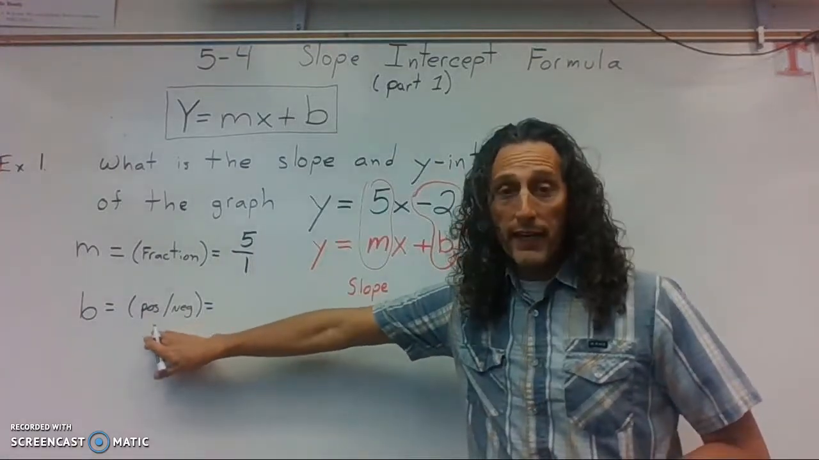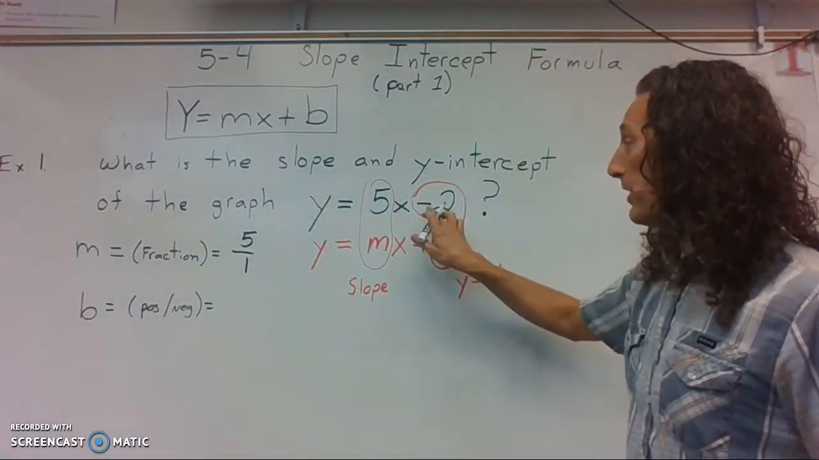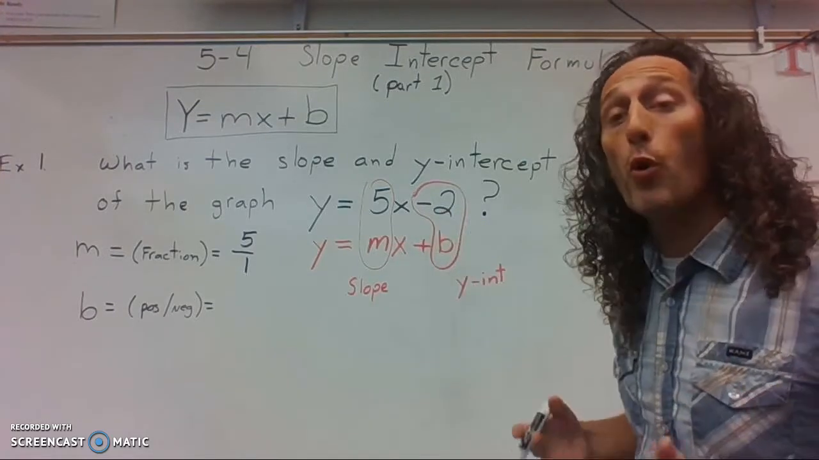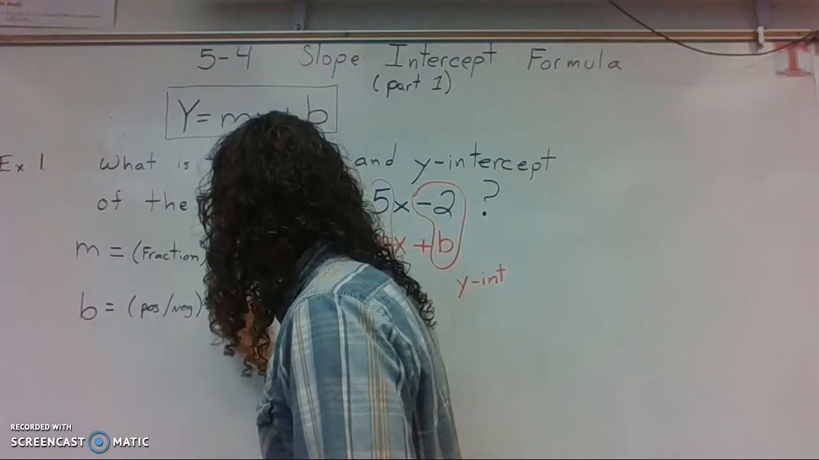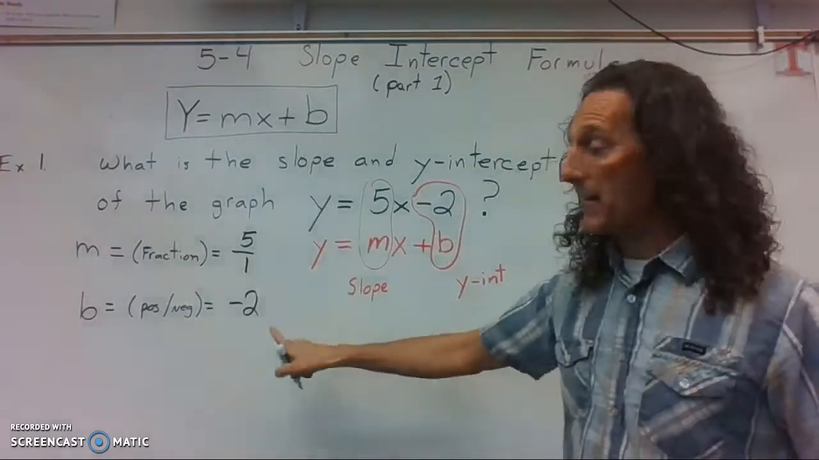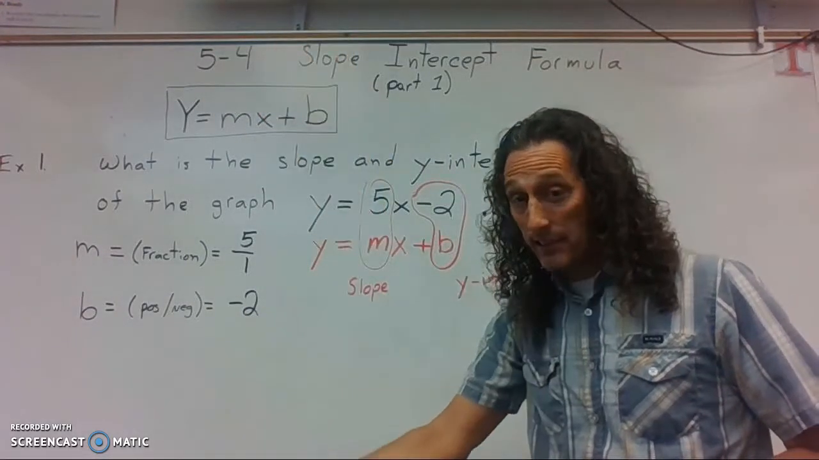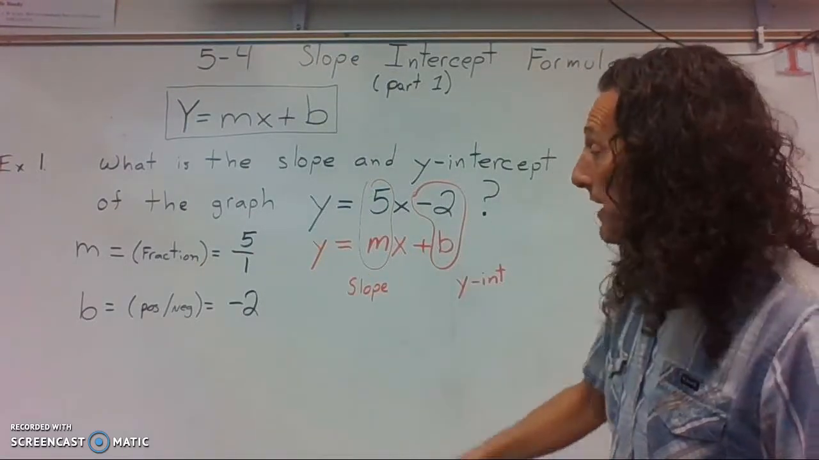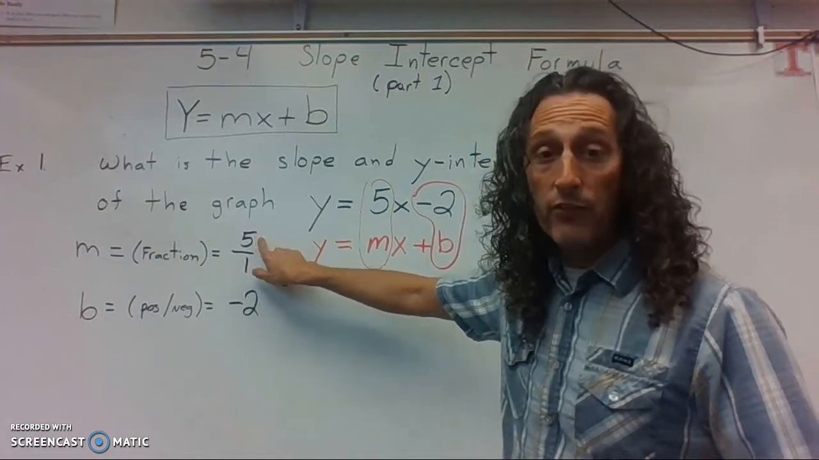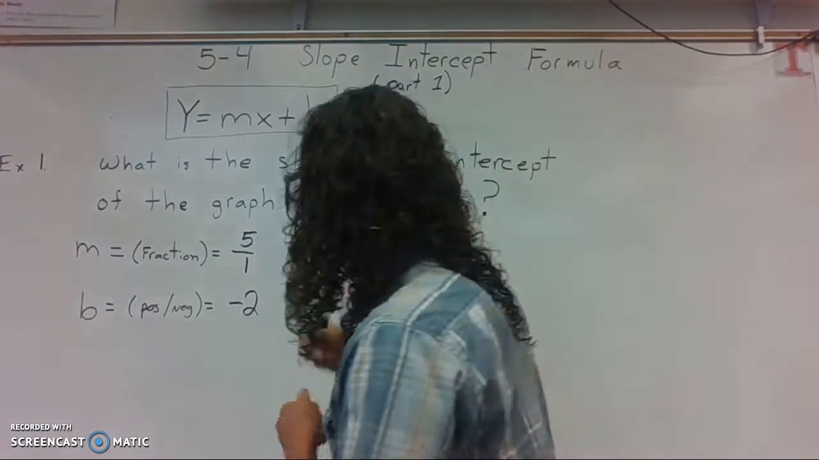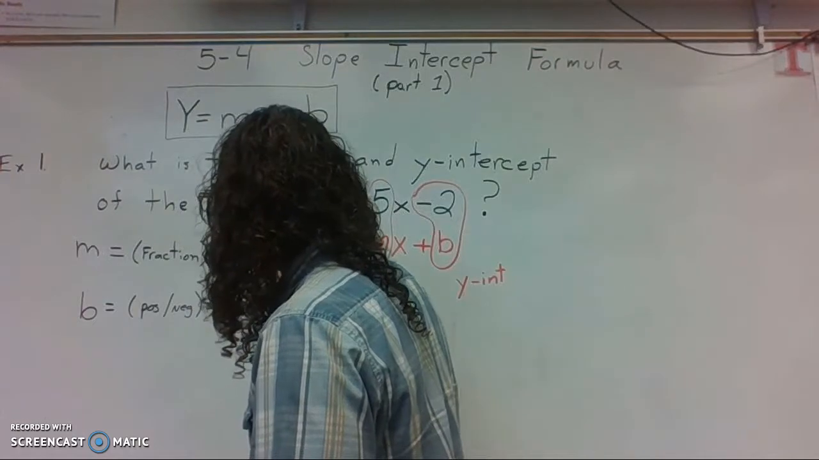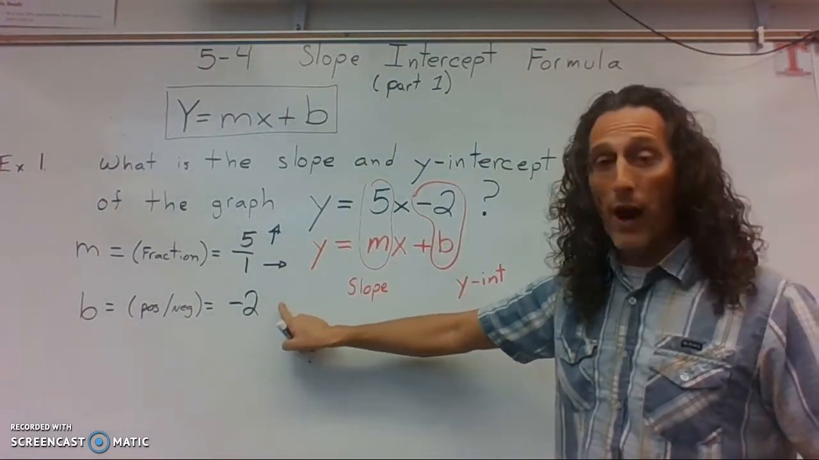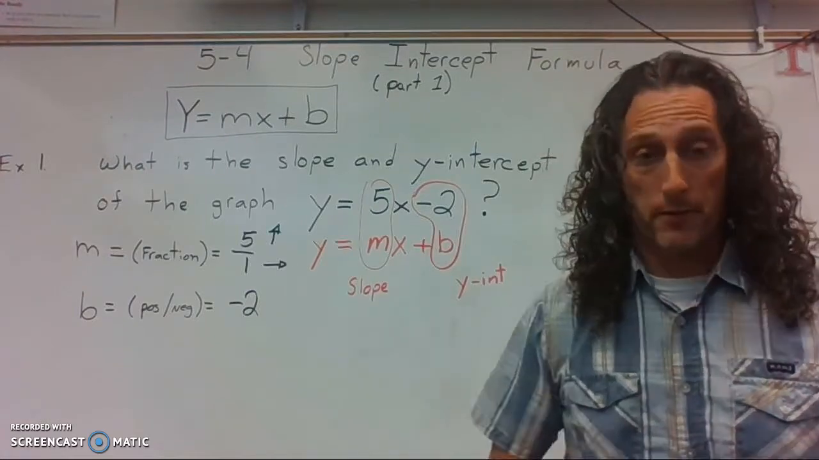Now, the b is the term at the end. It doesn't matter if it's negative or positive, okay? So this happens to be a negative 2. So your y-intercept will be a negative 2. And remember, that is a dot on the y-axis at negative 2. And you're done with example 1, right? And this means, remember, up 5 over 1, okay? So you don't have to put the arrows, but that's just a reminder that slope is directions, and the y-intercept is going to be our starting point.